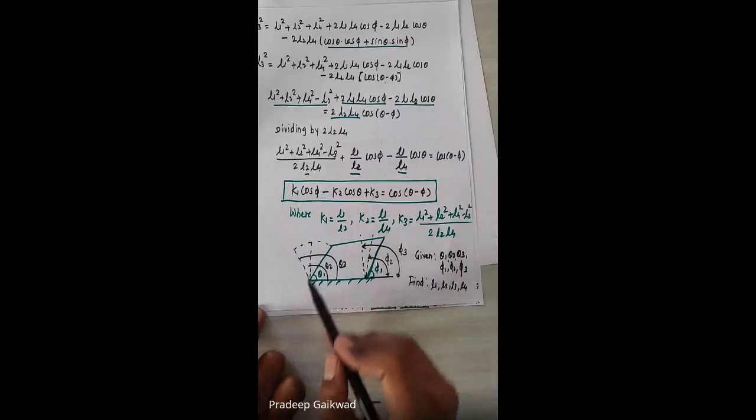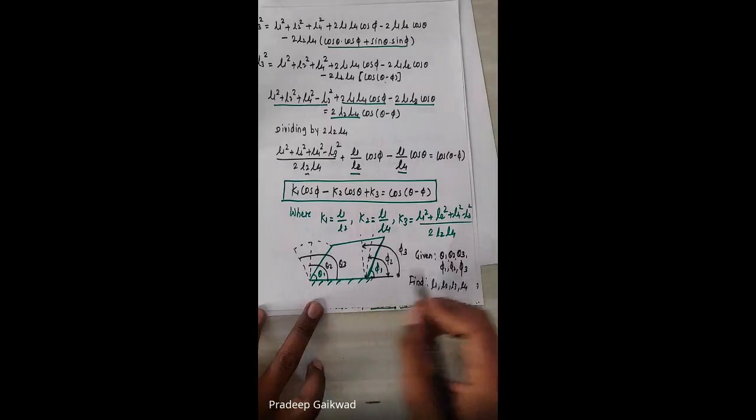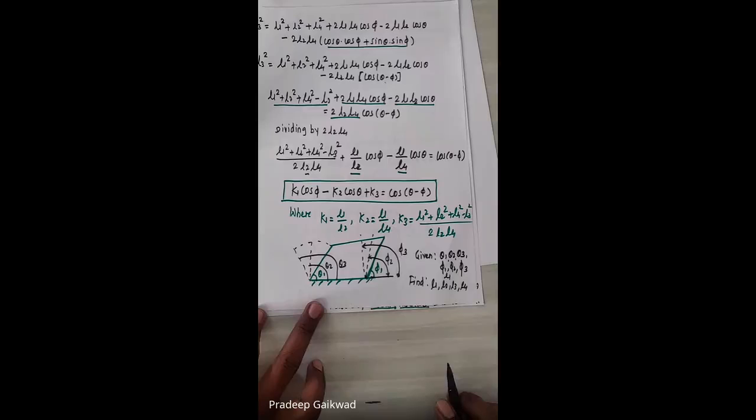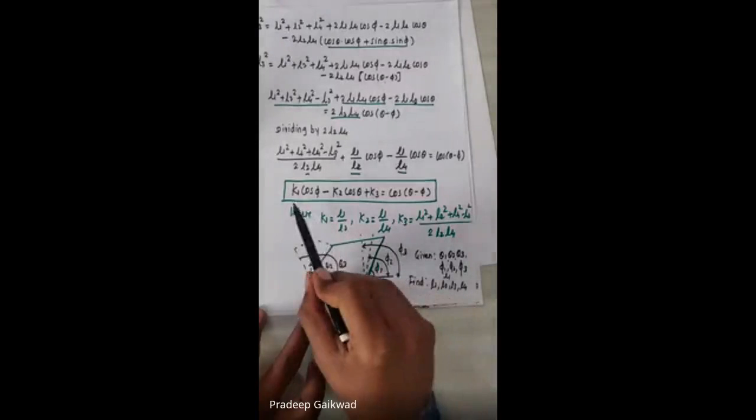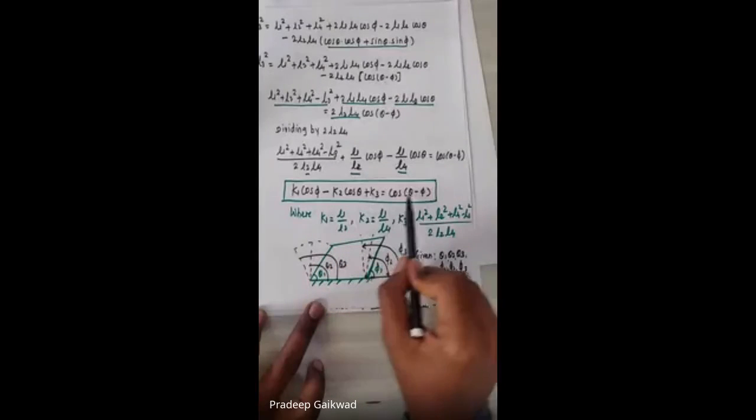provided that any one link length is known to you. So in the given data, I must know any one link length. Let's say L1 is also known to you, or you can assume it. Can anyone tell me how we can solve this? We'll get three equations by putting theta 1, phi 1, and so on, then solve them. See, we know only one equation, that is Freudenstein's equation: K1 cos phi minus K2 cos theta plus K3 is equal to this term.